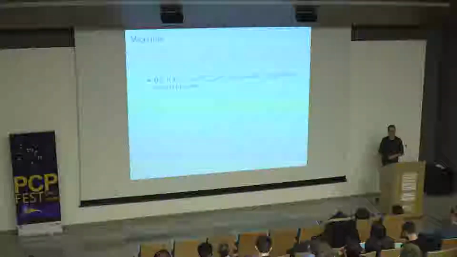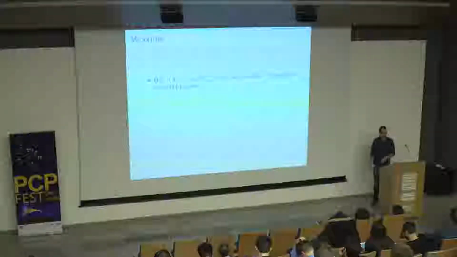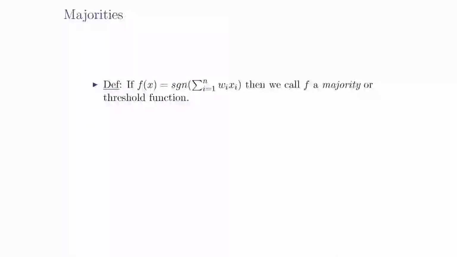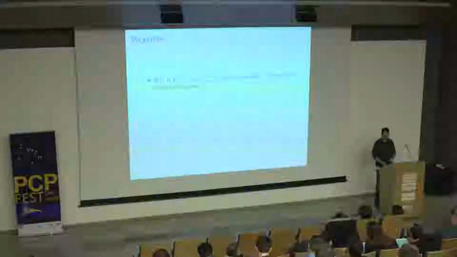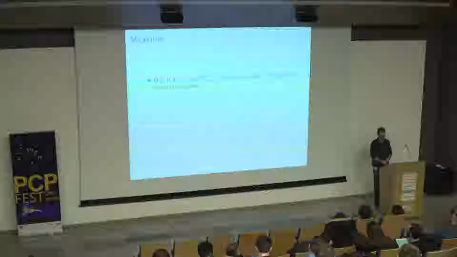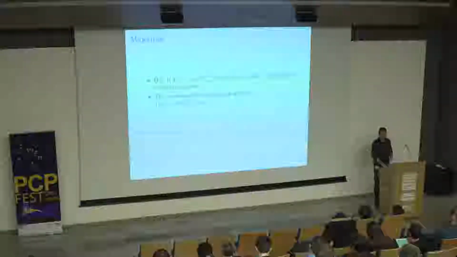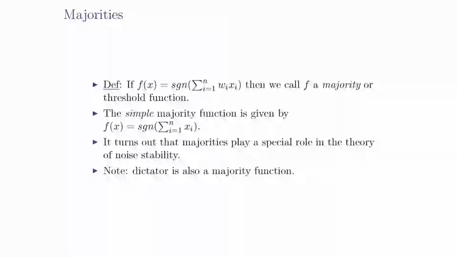Okay, so let's talk about the other players, which you all know, but let me put this definition anyway. I'm just going to talk about majorities that are balanced. I'm going to look at f of x, which is the sign of the sum of wixi. Then we call f a majority function or a threshold function. Again, my xi's are plus minus 1. I'm always going to assume that there are no zeros, so I assume that the sum of the wixi is never 0. The simple majority is the function that we've seen before, where all of the weights are 1. And we know that dictator is also a majority function. It's just one weight that is 1, and all the other ones are 0.